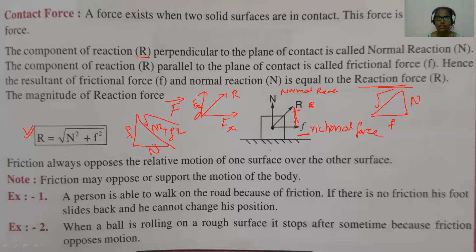See, friction always opposes the relative motion of one surface over another surface. Friction not always opposes the motion. Sometimes it will support the motion also. Suppose you want to walk forward, right children? In Newton's third law we learned, when we want to move in the forward direction, you press the ground down at an angle, suppose 45 degrees or some inclination. So that reaction force will come.